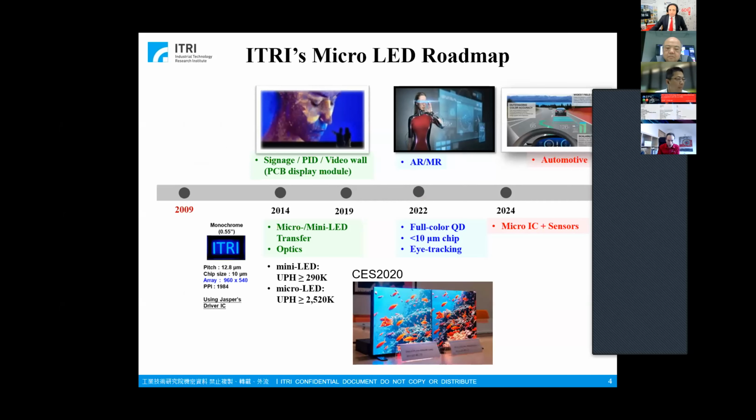In ITRI, we started our micro-LED research back in 2009. From a very simple passive driving matrix and a single color micro display using Jasper display backplane IC, we gradually moved on to the full color technology with the mass transfer method. In 2020 CES, we demonstrated the first large area micro LED based display on a printed circuit board, which is much more difficult to work with.